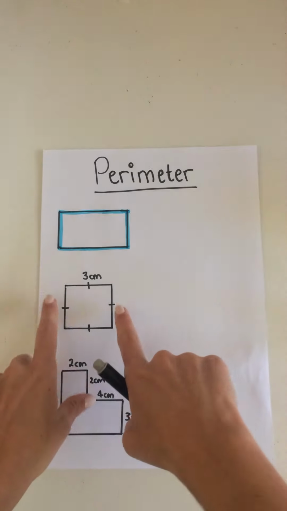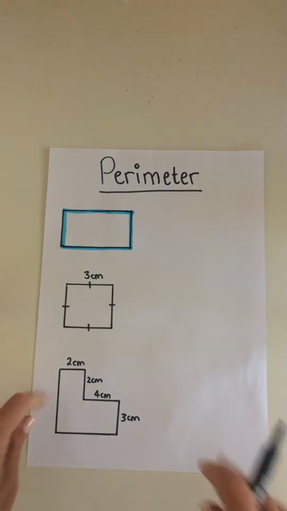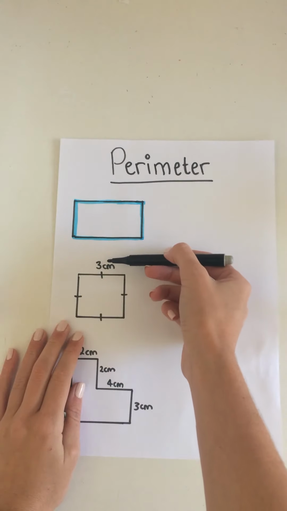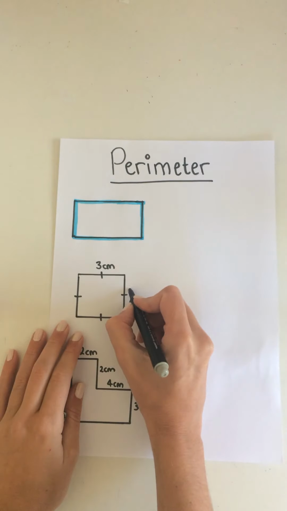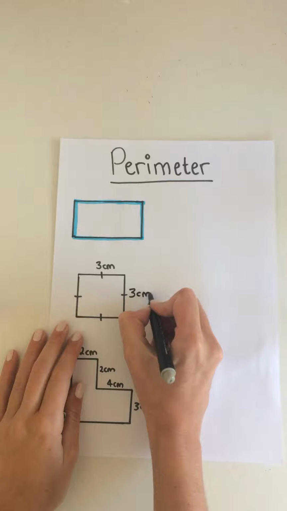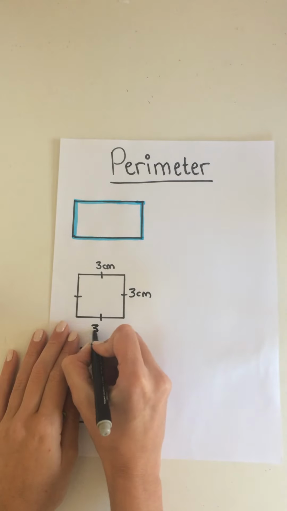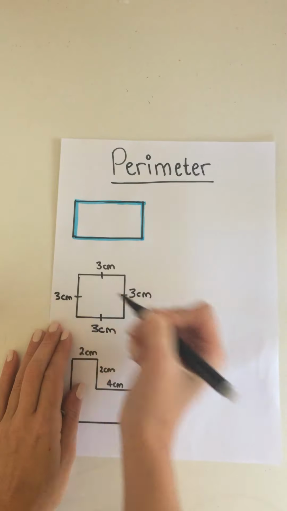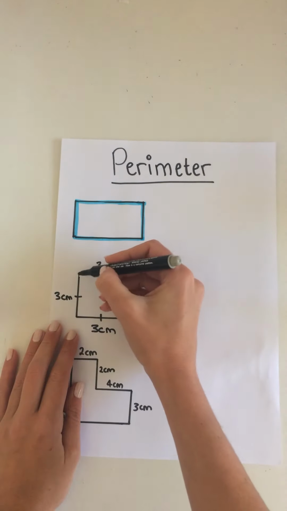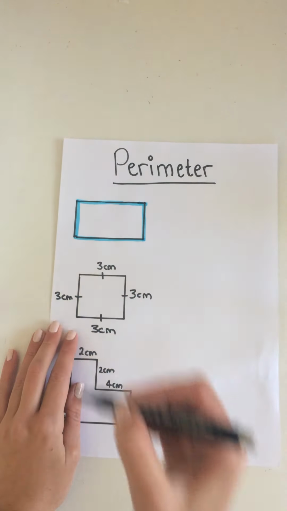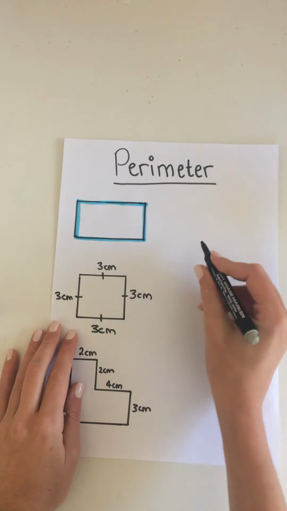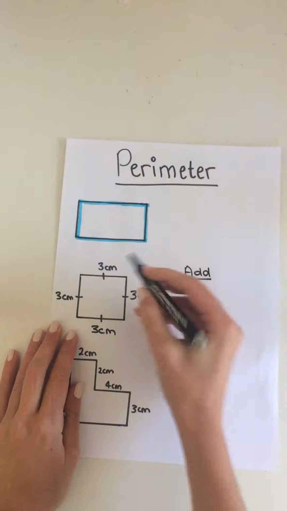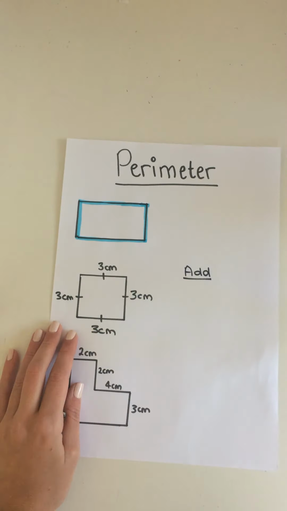So for example, in this square over here, I know that squares have 4 equal sides. So if this side is 3 centimeters, then that means that this side is also 3 centimeters, and this side is also 3 centimeters, and this side is also 3 centimeters. So in order to find the perimeter, or the border of the square, I have to add all the 4 sides together.